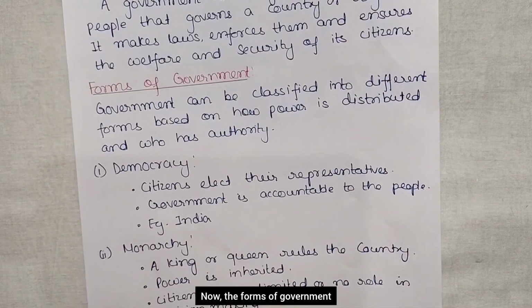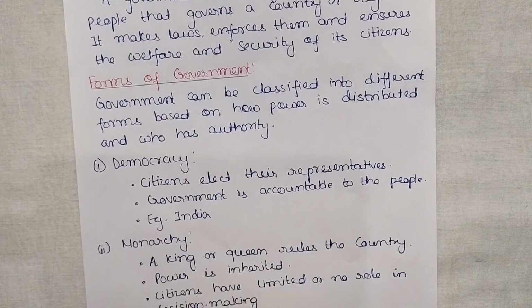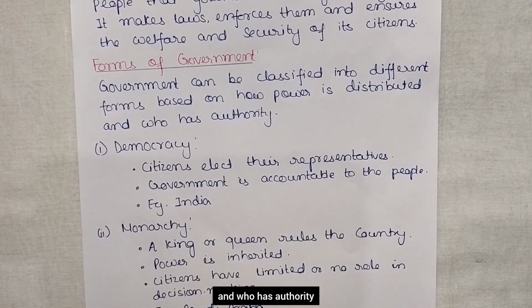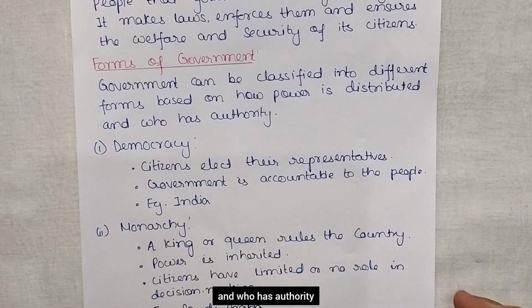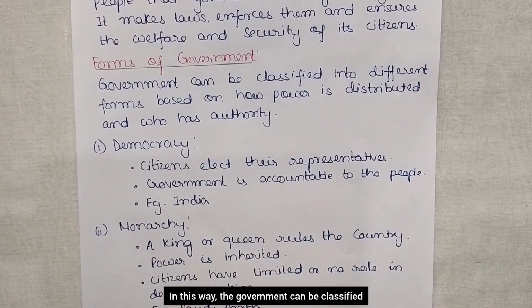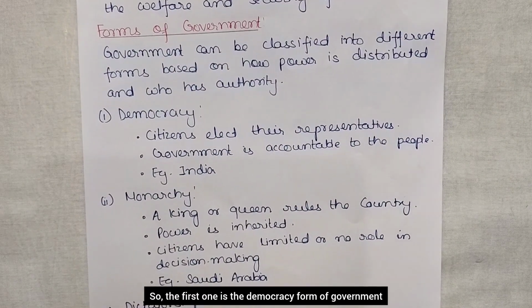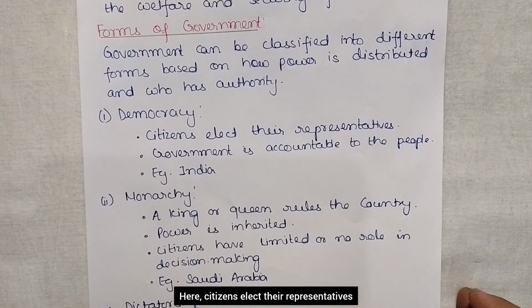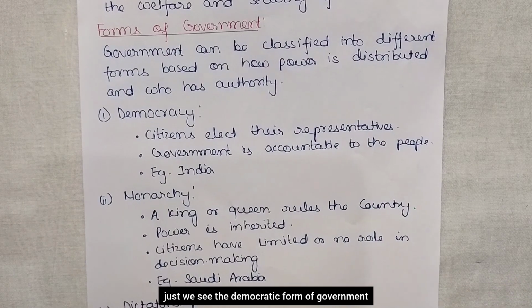Now, the forms of government. Government can be classified into different forms based on how power is distributed and who has authority. In this way, the government can be classified. So, the first one is the democracy form of government. Here, citizens elect their representatives and government is accountable to the people. For example, in India, we see the democratic form of government.